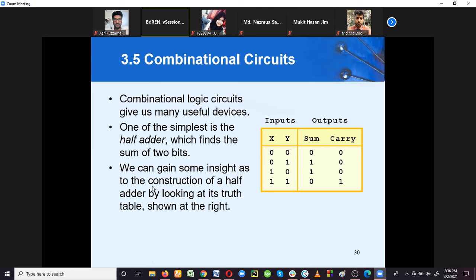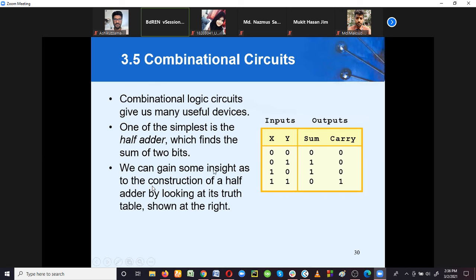Okay, so in this half adder we use the combinational logic circuit, which finds the sum of 2 bits. So what is the work of half adder? The work of half adder is to find out the sum of 2 bits. So you have to read like this way for preparing yourself for the Viva.